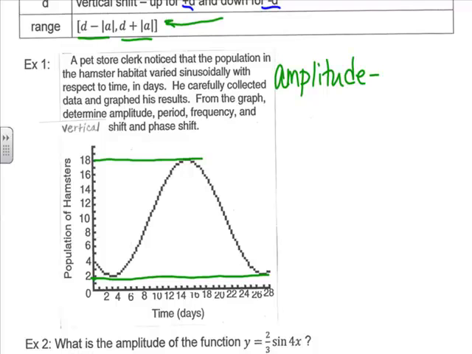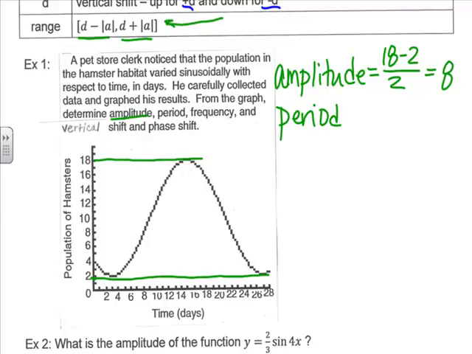So to figure out the amplitude, I really just need to know the distance between 18 and 2, and then divide it in half. So 18 minus 2 is 16, and half of 16 is 8. Okay, that's amplitude.